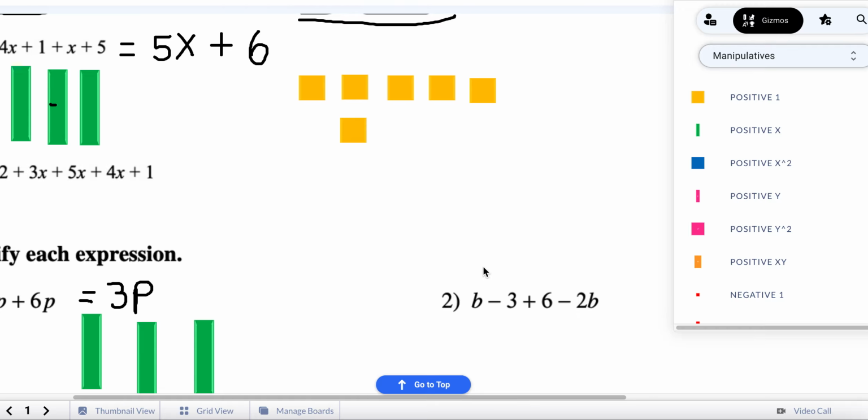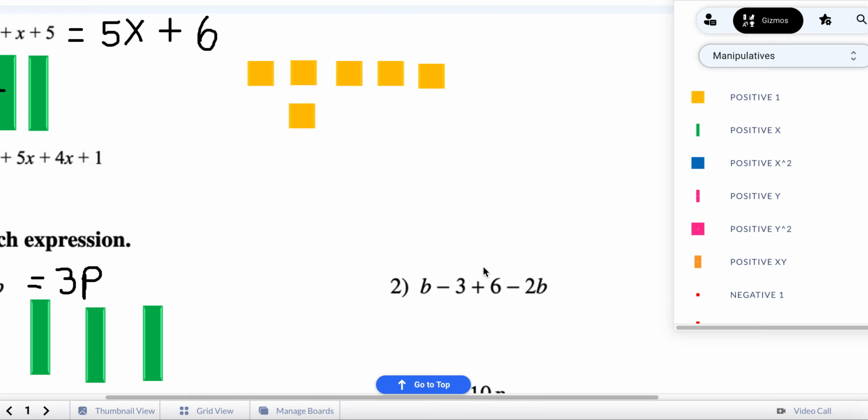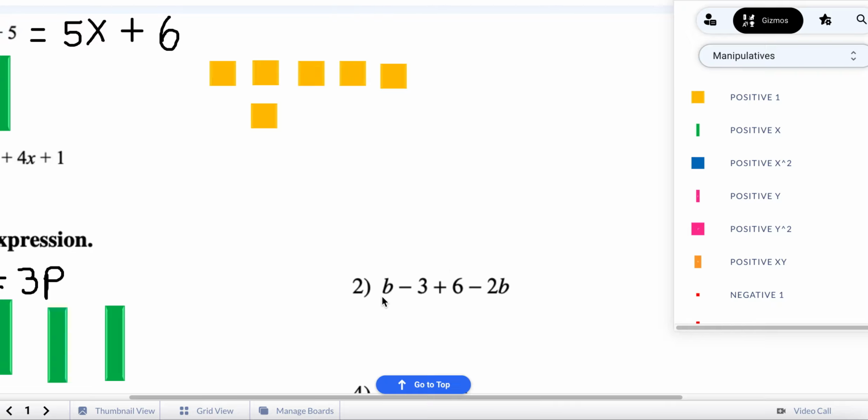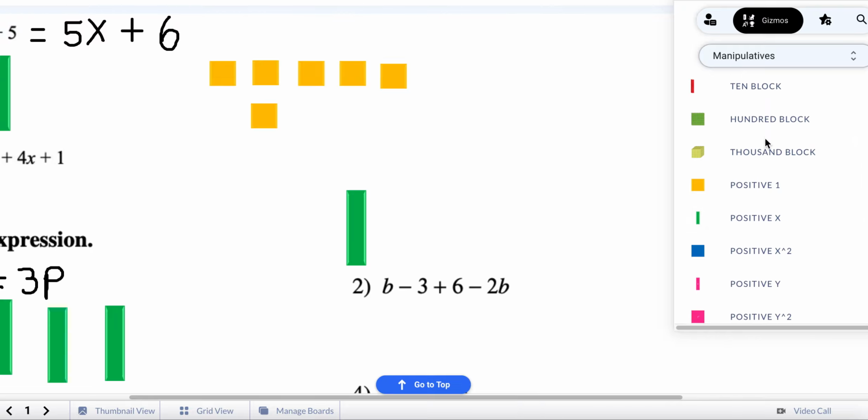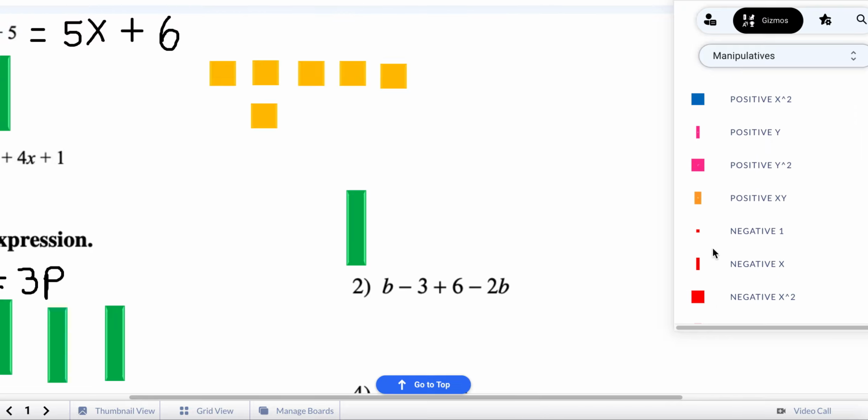Okay, we're going to do number 2. So for number 2, we have a positive variable, positive b. So we're going to start with a positive b. I'm going to do it right here, positive b. Then it says minus 3. So I need my negative 1. So where is my negative 1? It's right here. Oh, and this is actually small. Okay, so that's good. So how many do I need? I need 3 of those. So 1, 2, and 3.